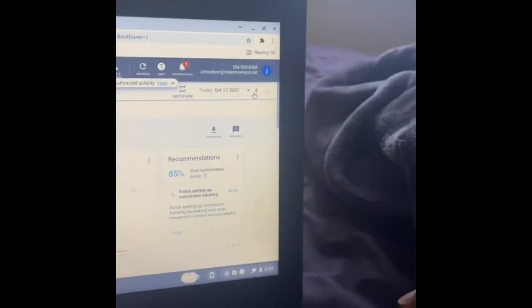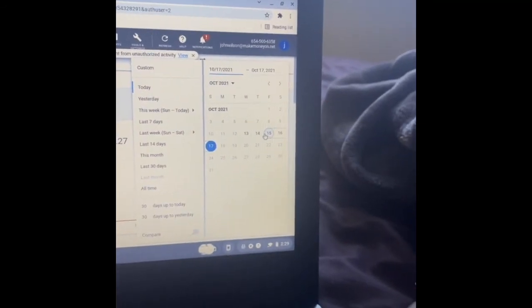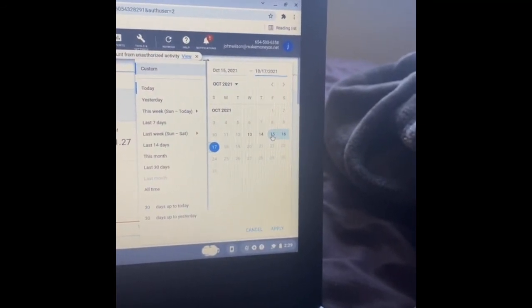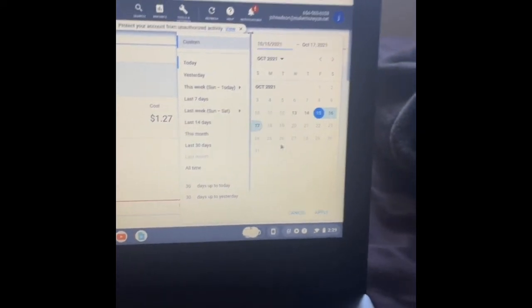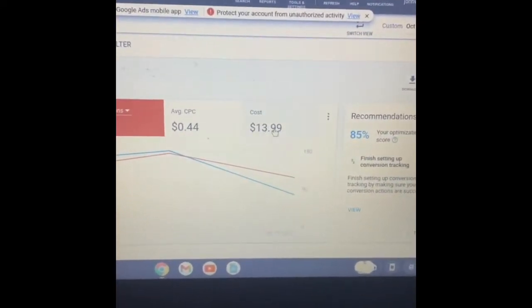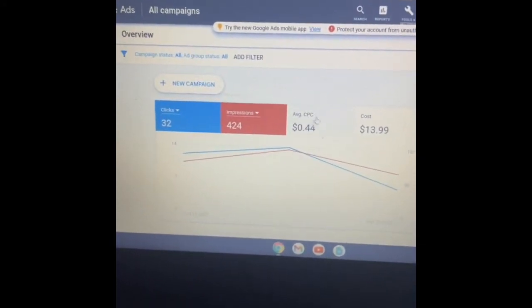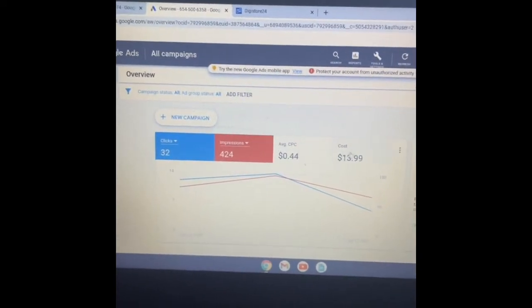So today is the 17th. Let's go back 3 days. Let me see, from Friday to Sunday. See how much money we spent so far. Only spending about 13 bucks, so we're still in profit. 41 bucks minus $13.99. Still most definitely in profit.